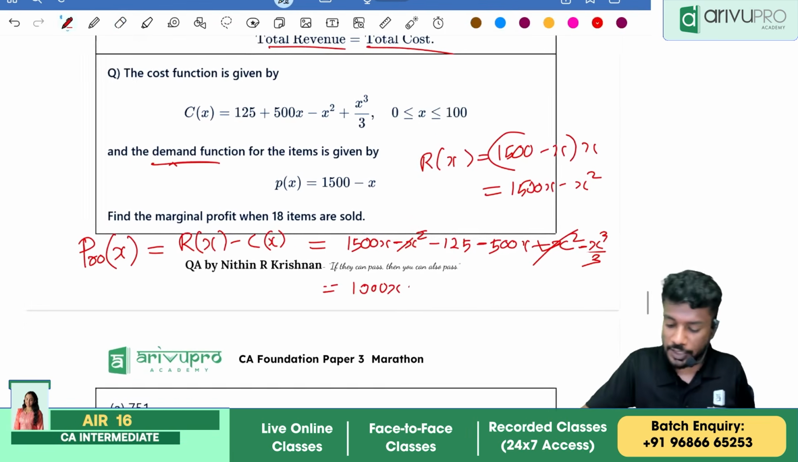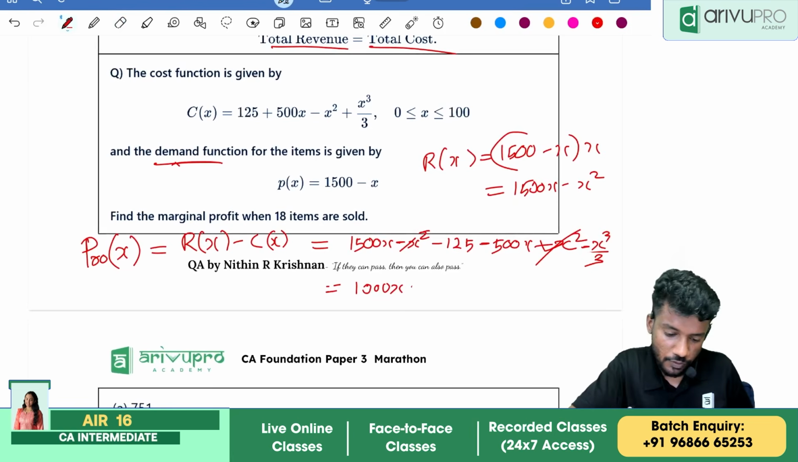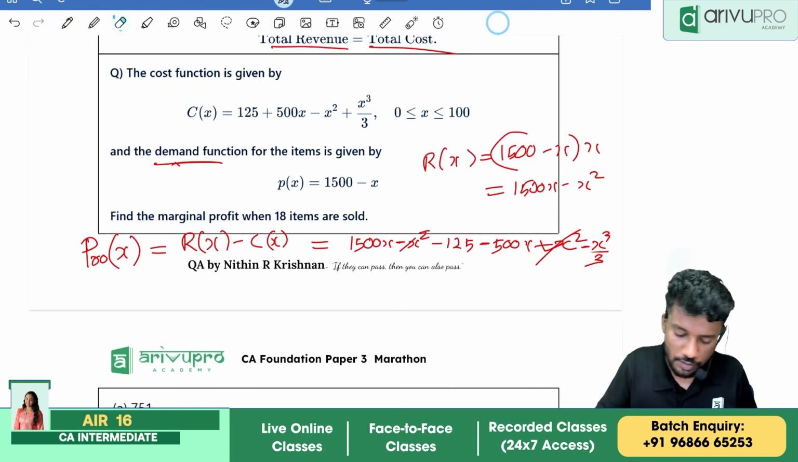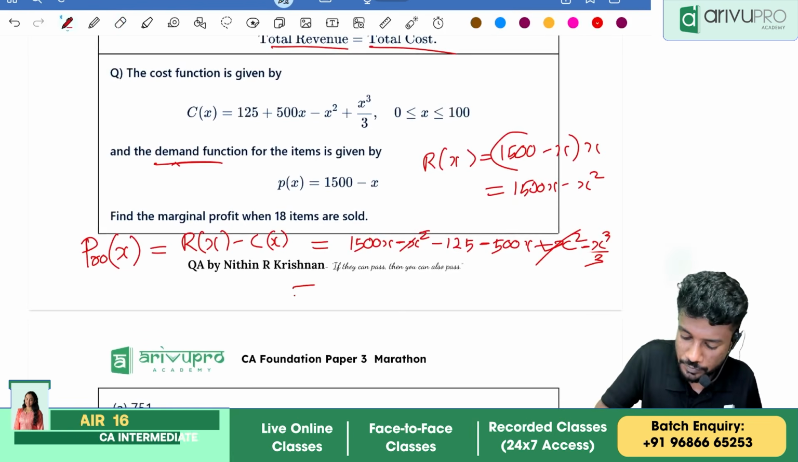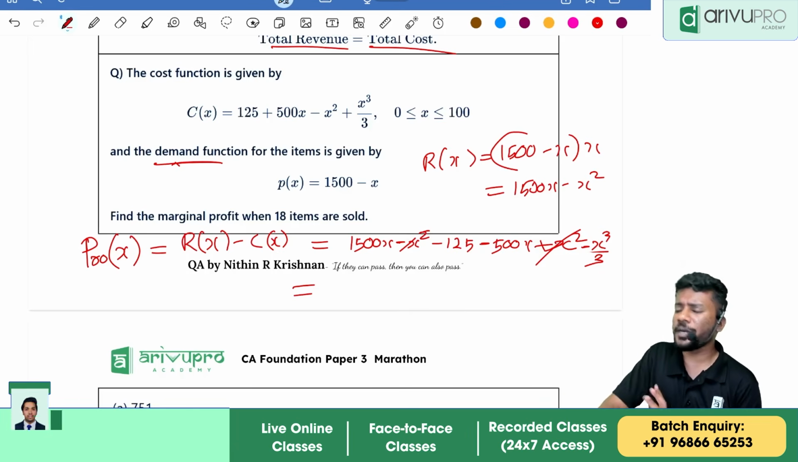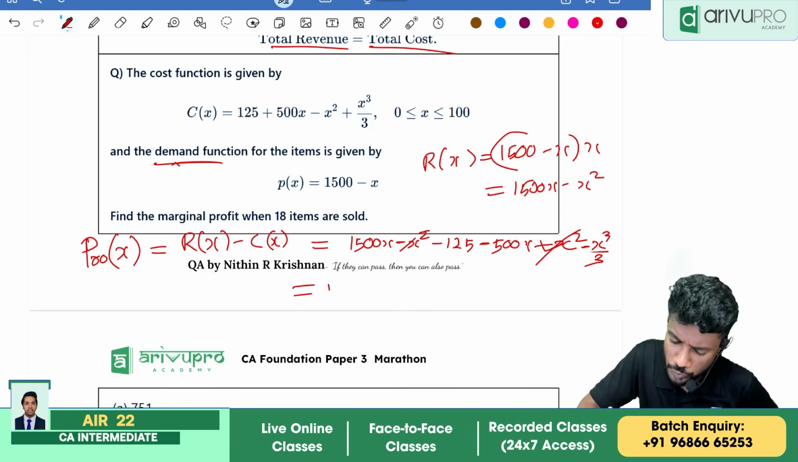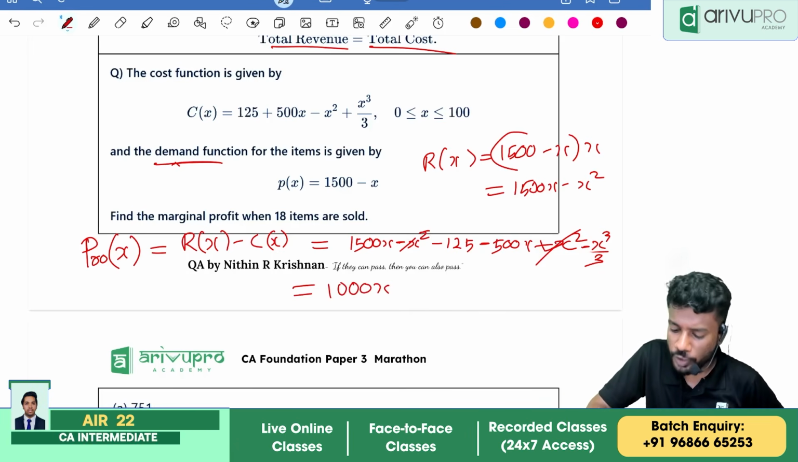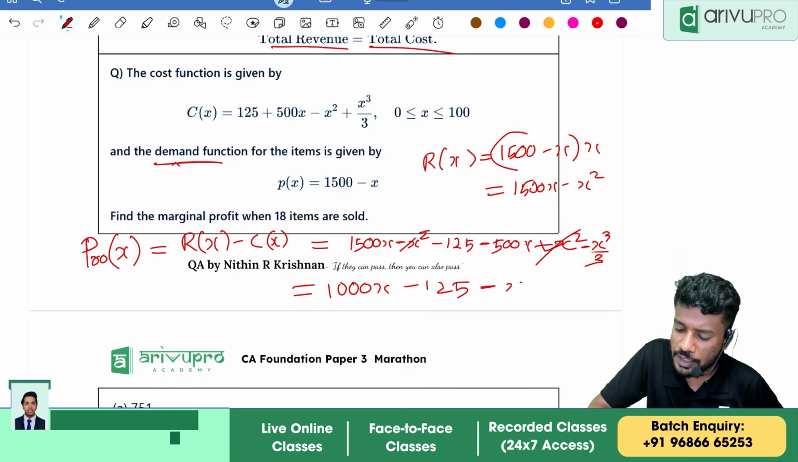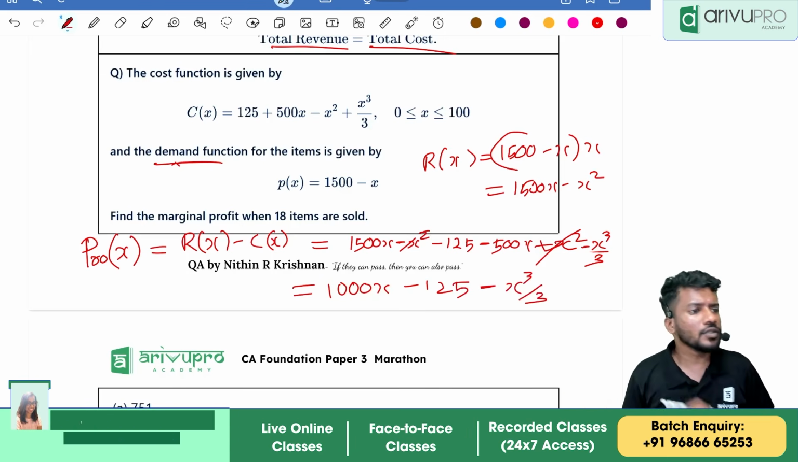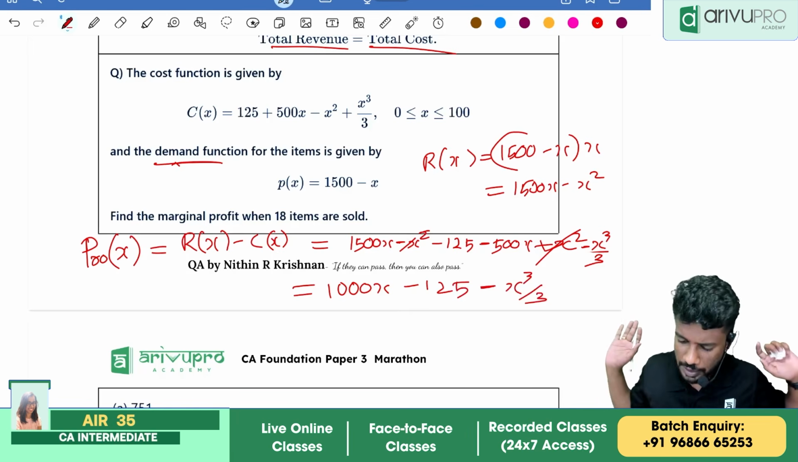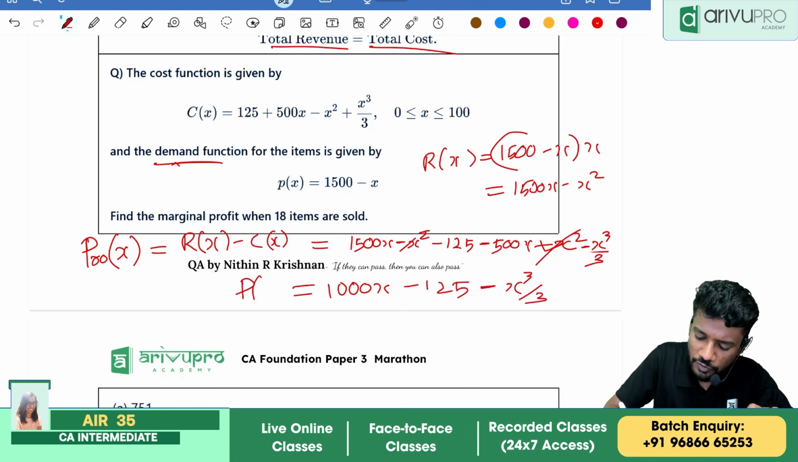So, my 1500x minus 500x is how much? 1000x. Then what is remaining? Minus 125. Then minus x cube divided by 3, everything is there. Now we have the profit function.